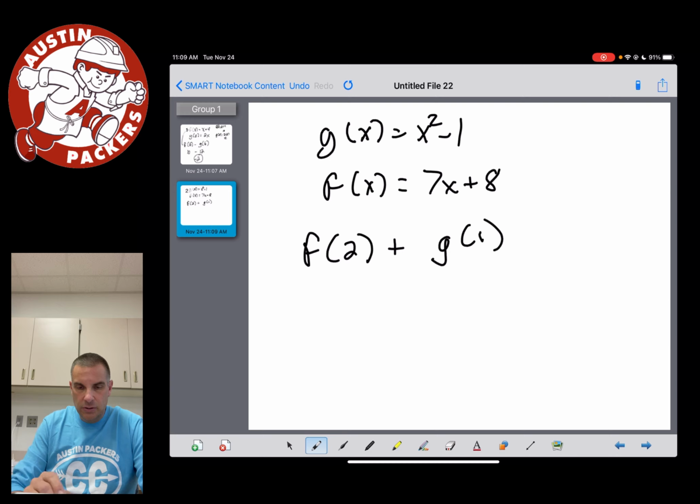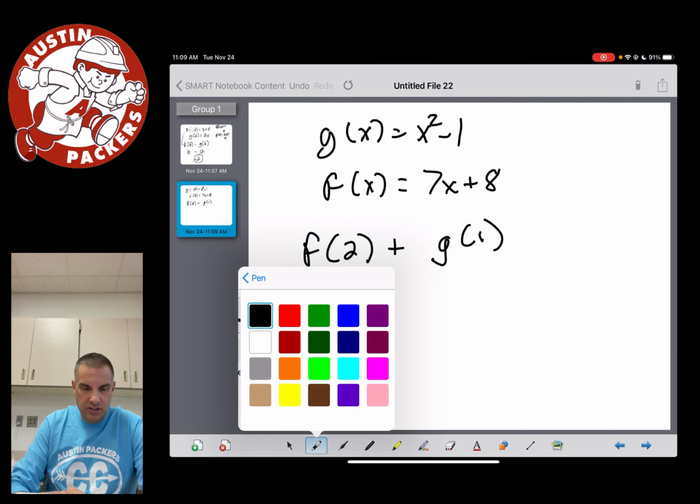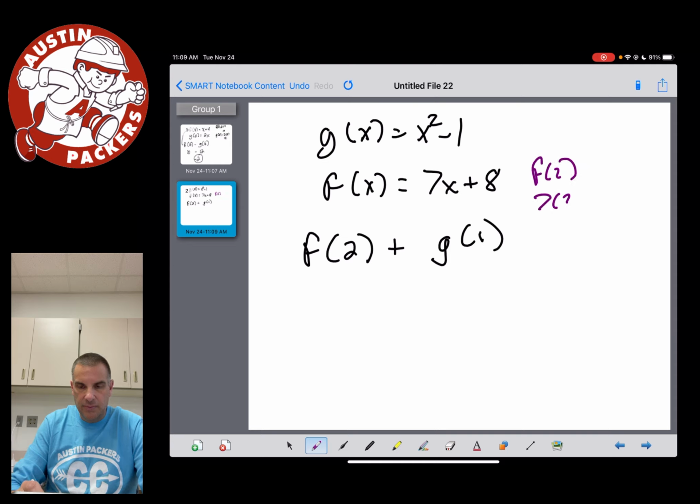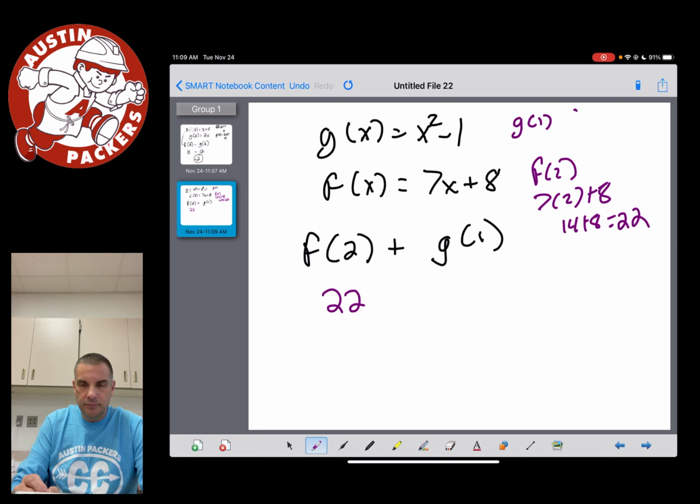So f of 2, so I look at my f function, change the colors this time. So I look at my f function, I'm going to find f of 2. So that's 7 times 2 plus 8. 14 plus 8 is 22. So that's 22. G of 1. So that's 1 squared minus 1, which is 0. So my answer there is 22.